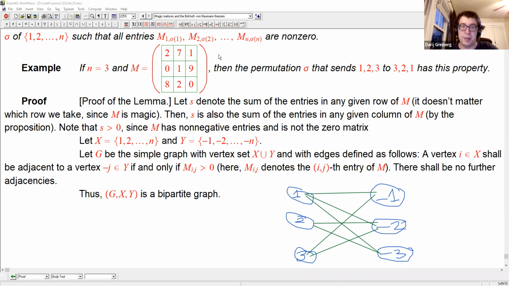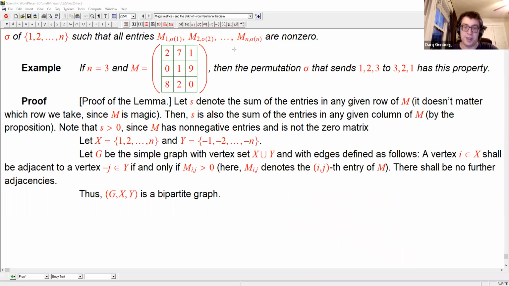And you see immediately that it has a perfect matching. For example, what is a good perfect matching? This edge and this edge form a perfect matching. And this means that if you take the third entry of the first row, the second of the second, and the first of the third, they're all non-zero. And that's the permutation you're looking for. So let's explain why this always exists.